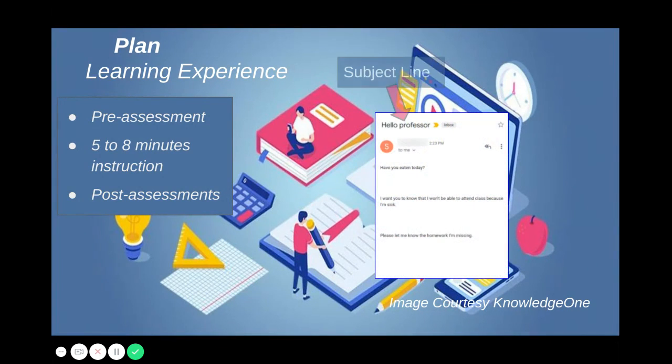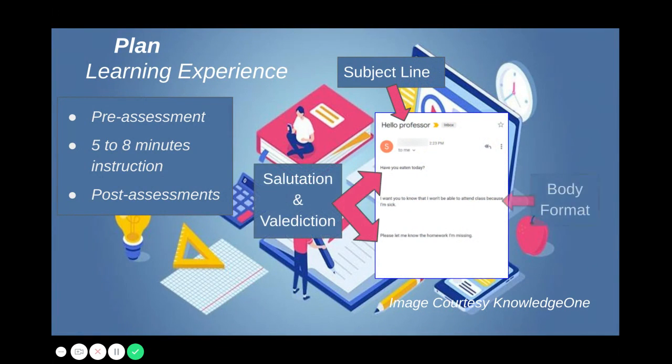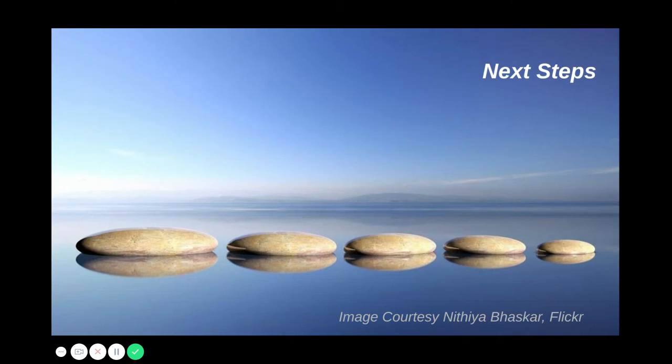As for the 3 core conventions, I have already chosen some common errors committed by most of our students, including the subject topic, the salutation and valediction, and the format and spacing of the email body. By now, I'm sure you agree with me that this learning experience needs to happen, and it will be very beneficial for our students. So then, what are the next steps?